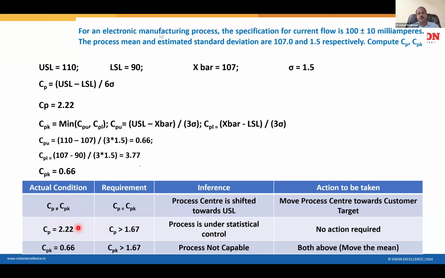Right side or left side? You want to look at Cp upper and lower. Which is the smaller value? Cp upper. So the process is shifted to the right side. Now, what is the inference of this? Cp equal to 2.22. What does it mean?